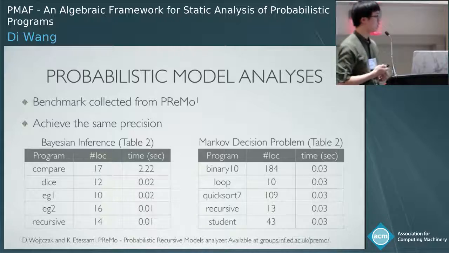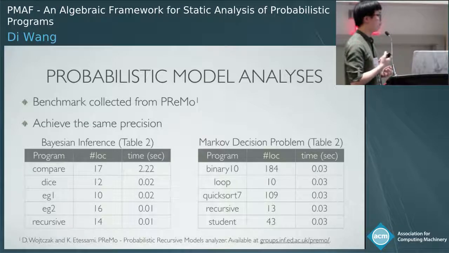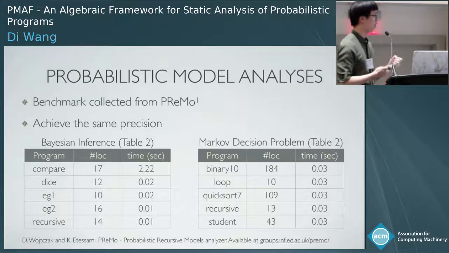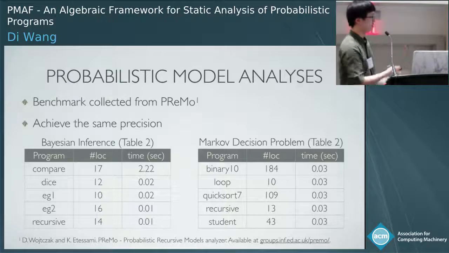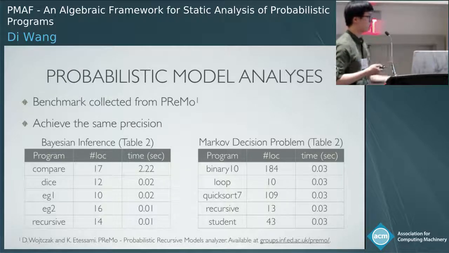For Bayesian inference and Markov decision problem, we obtained a bunch of benchmarks from a probabilistic model checker, and we can show that we can achieve the same precision. And the analysis time is reasonable because these benchmarks are relatively small.